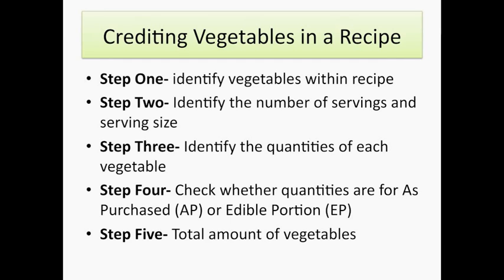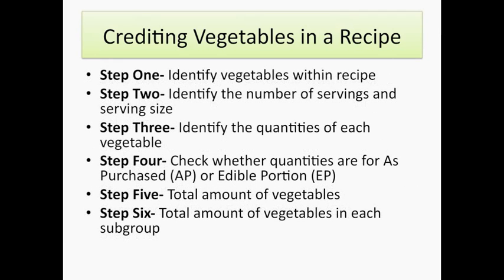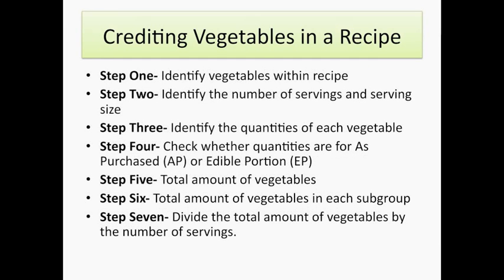Step 5 is to total up the amount of vegetables in the recipe. Step 6 is to total up the amount of vegetables in each subgroup. Step 7 is to divide the total amount of vegetables by the number of servings.